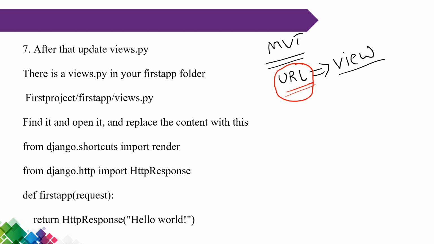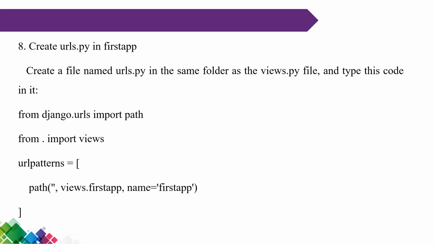You need to update this URL. From this URL, the request is transferred to the view. So, your app consists of another file, urls.py. In this file, you have to include the app name.